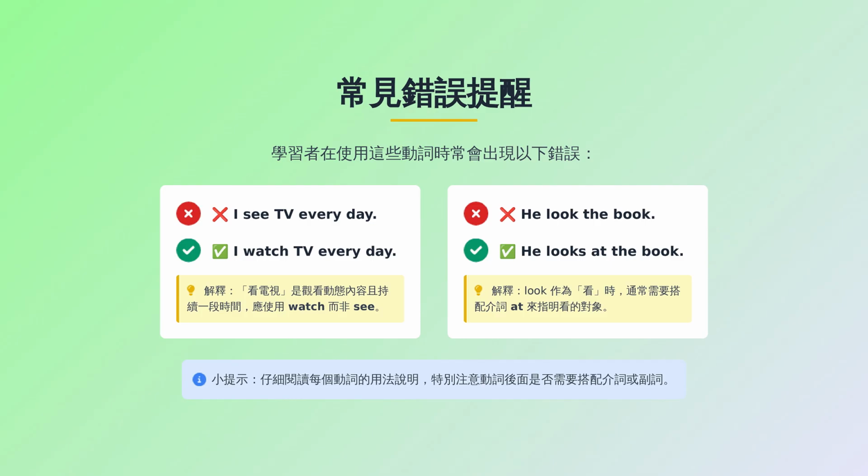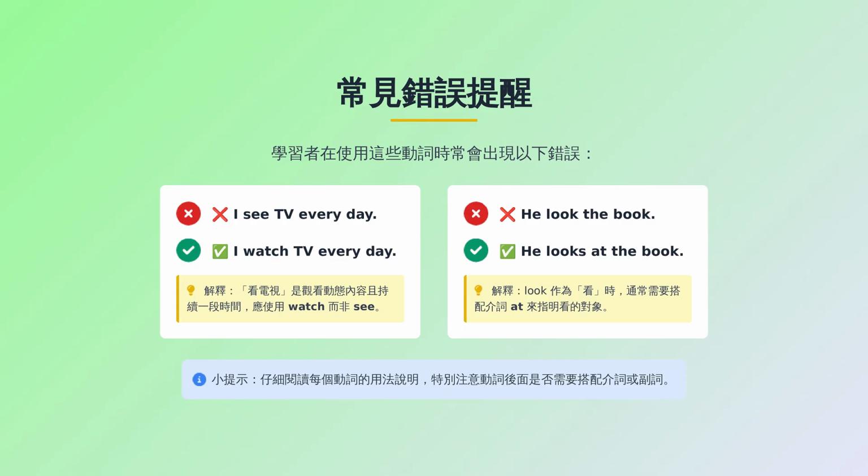Common errors. Learners often make the following errors when using these verbs. "I see TV every day." Incorrect. "I watch TV every day." Correct. Explanation: watching TV means watching dynamic content for a period of time. The correct verb to use is watch rather than see.